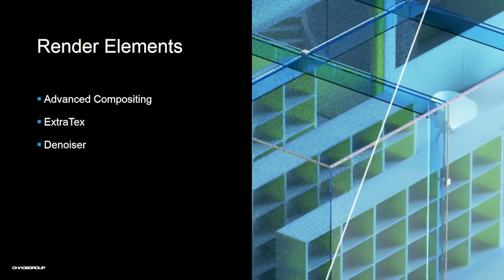And up next we have render elements. Render elements allow you to export individual elements of the render for advanced compositing and third-party applications like Photoshop, for example. But we also have a new feature in V-Ray for SketchUp 3, the extra texture. This allows you to create a unique texture to use in compositing software. And finally, there's the denoiser, which is a new feature in version 3 that will intelligently remove noise from your final image and allows you to render using less time.